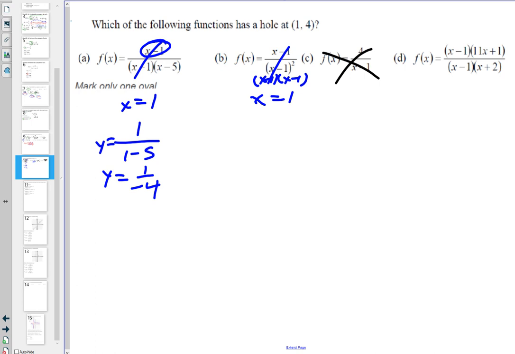On this other one, I again have a 1 on top. I have an x minus 1 on the bottom, which is 1 minus 1, which is 0. So it's not even going to be a hole, it's just going to be a vertical asymptote. If you have a hole and a vertical asymptote at the same spot, the function is not going to be defined anywhere there.